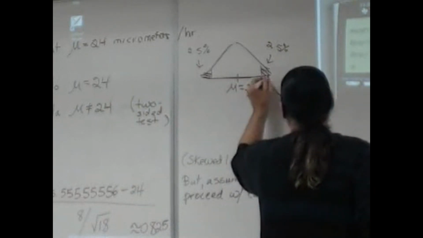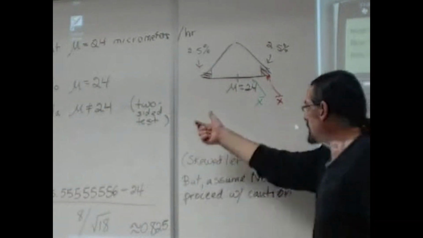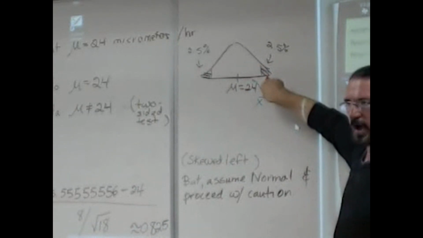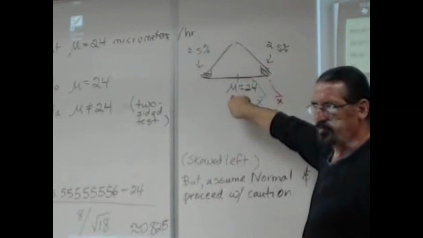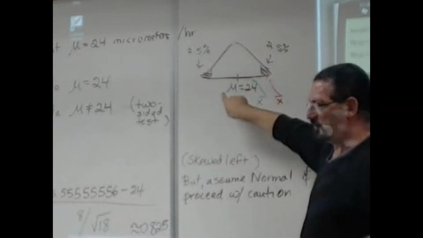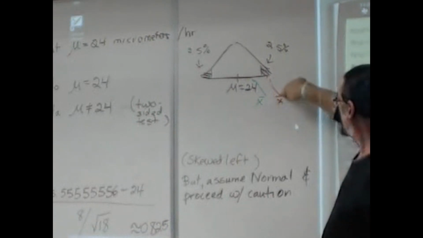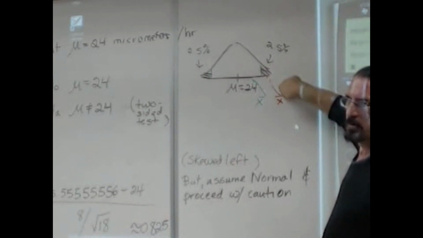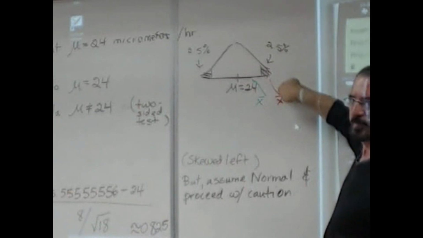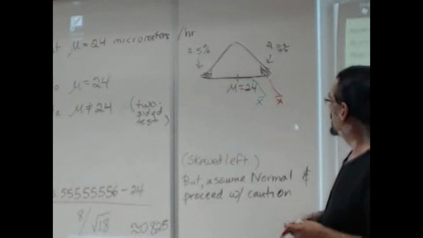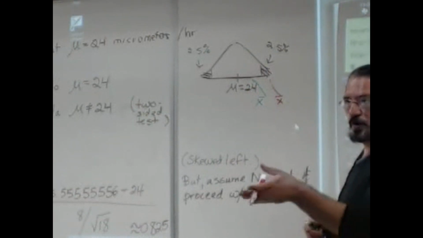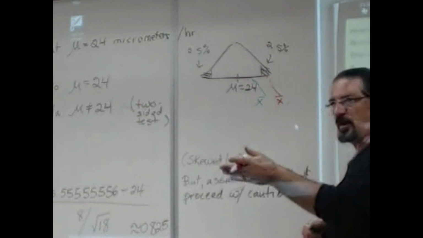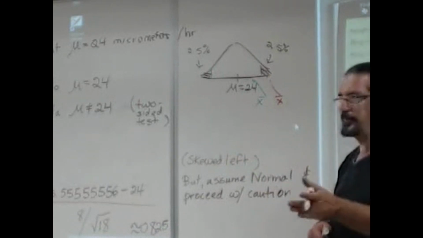Or is X bar so large compared to the 24 that it's one of those extreme scores that's unlikely to happen if that claim was really true? Is it so unlikely that we would say the claim's probably not true? Reject the null hypothesis. So you would convict it. Fail to convict or convict the null hypothesis. Fail to reject or reject the null hypothesis.